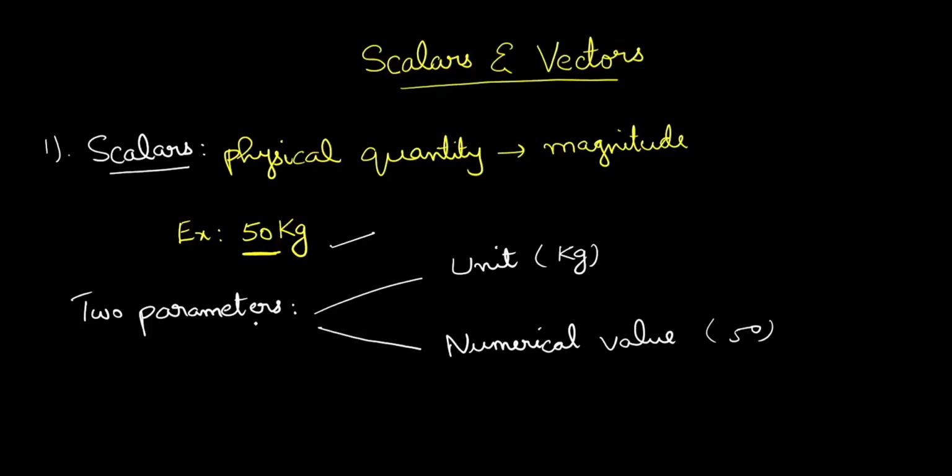Some scalars have only a numerical value and do not have any unit. Examples of those are pi and e squared, where e is Euler's number. These denote only numbers. For pi, we know it is 3.14 or 22/7, which denotes only the number. So this is all about scalar quantities.